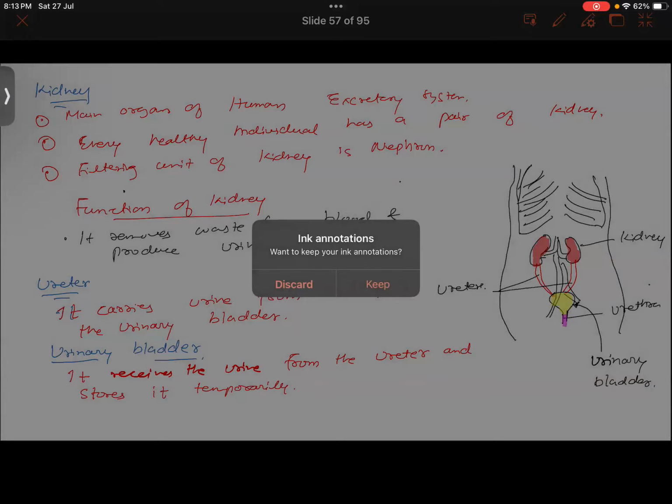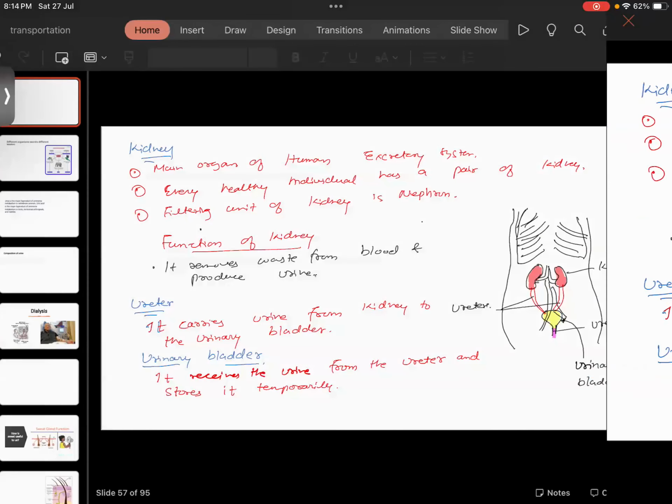Just let me take one more slide. Give this topic the heading urethra, and write down here. You have to write down this: it is a tube that allows the urine to leave the body from the urinary bladder.